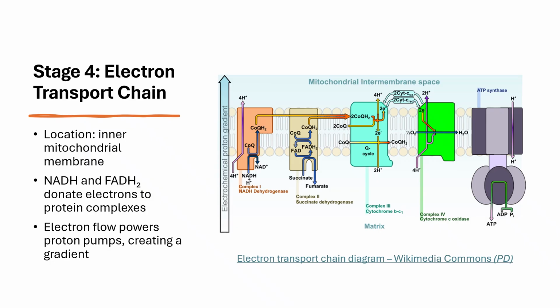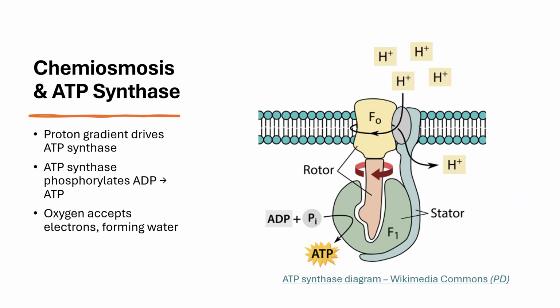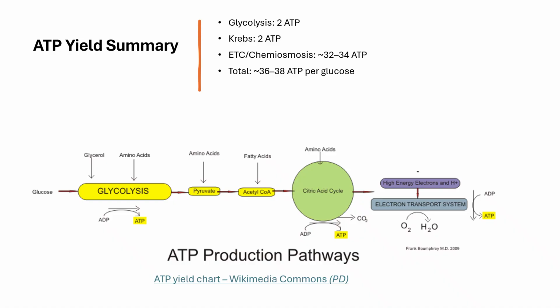Electrons from NADH and FADH2 power the proton pumps, creating a gradient across the membrane. Protons flow back through the ATP synthase, producing ATP. Oxygen accepts electrons, forming water. Most ATP comes from oxidative phosphorylation in the electron transport chain.